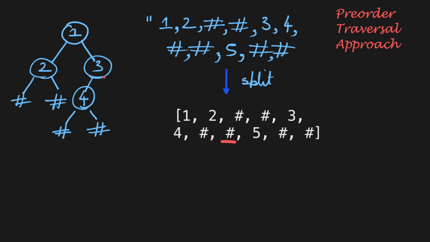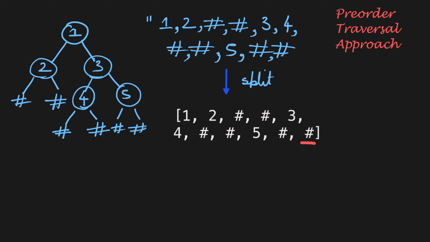So we backtrack, come to node 3 and go to its right and pull out the next value from the queue, which is 5. So we create a new node from it and set it as the right child of node 3, and the final two values we pull out from the queue are hashes as well. So these become null left and right children of node 5. And now node 5 is complete as well.